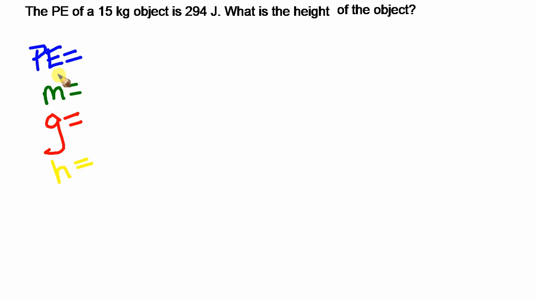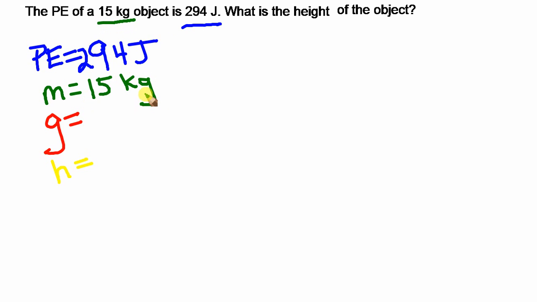Let's see what I know. Potential energy has the units of joules, and look, here's joules, so I know that my potential energy is 294 joules. My mass has a unit of kilograms, so I know that my mass is 15 kilograms. G is absolutely and always 9.8 meters per second squared. And I am trying to find the one variable I have left, height.